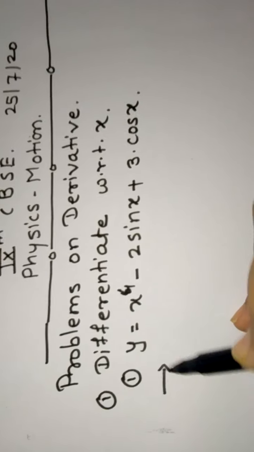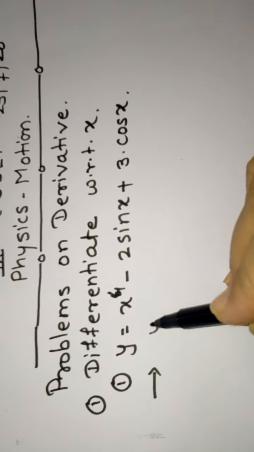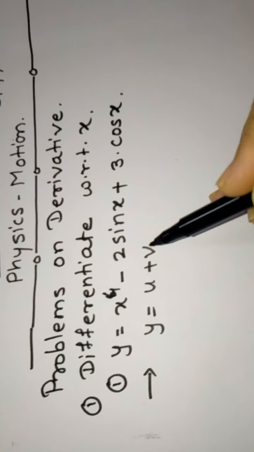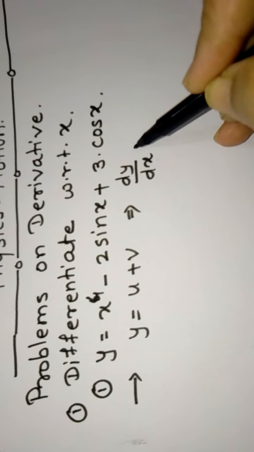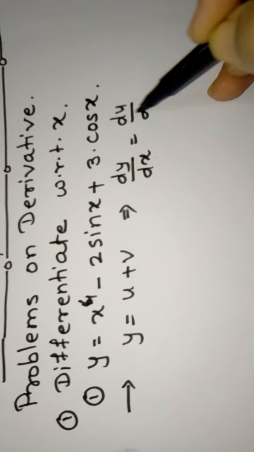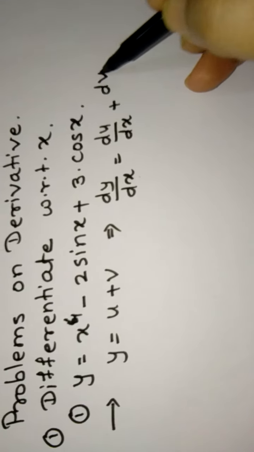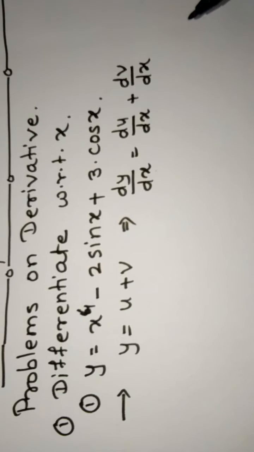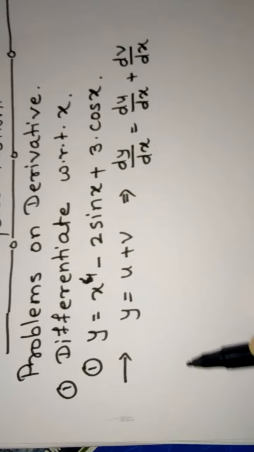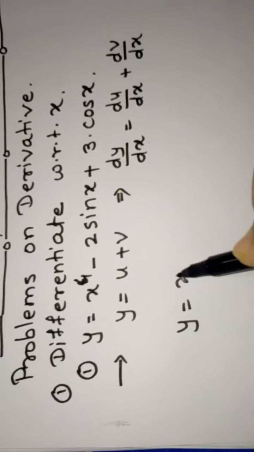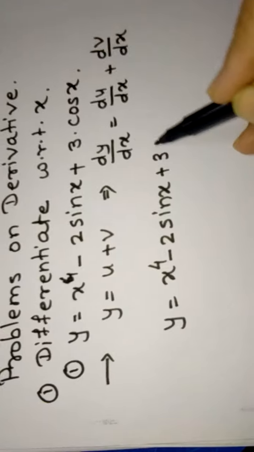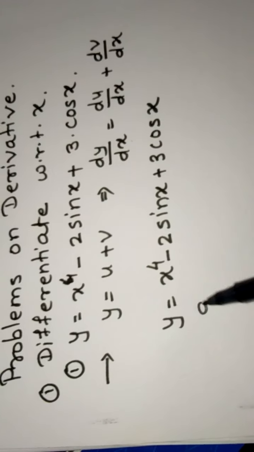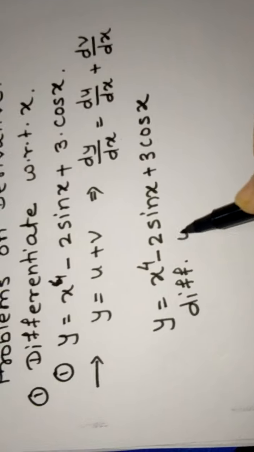We know the addition rule of derivative, that is if y is equal to u plus v, then dy by dx is equal to du by dx plus dv by dx. This is the addition rule of derivative. We have given y is equal to x raised to 4 minus 2 sin x plus 3 cos x. Differentiate with respect to x.